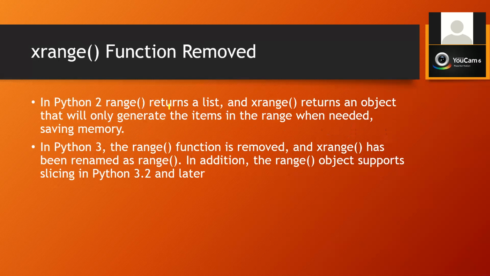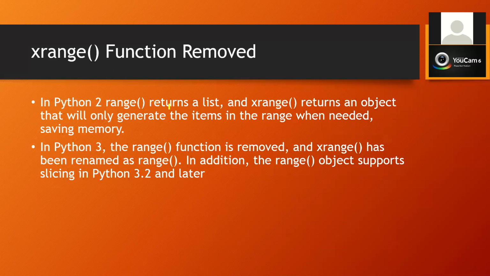Now, slowly, we are moving to the numbers. In the numbers, we are seeing range and xrange. So xrange is not used in the 3.x version, but it was used in the 2.x version. Range is basically, first of all, a list of numbers. So it basically returns a list.